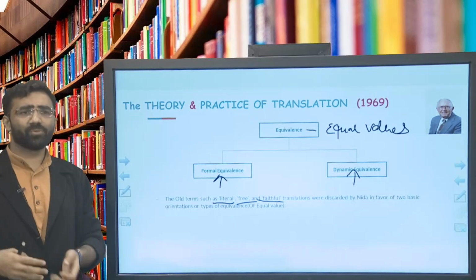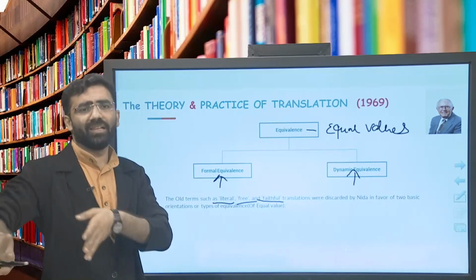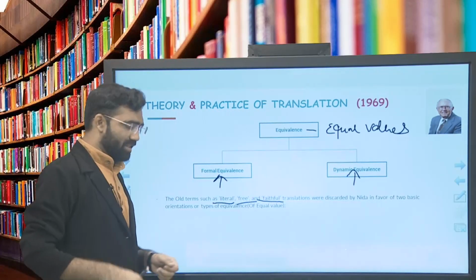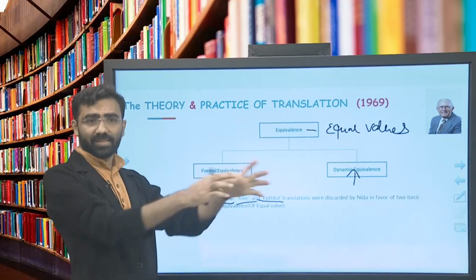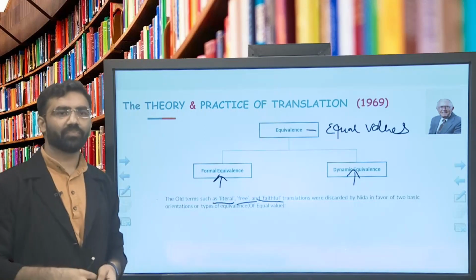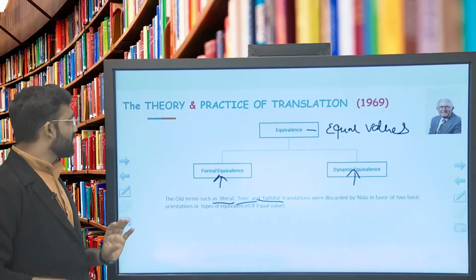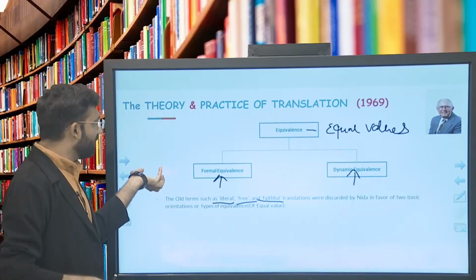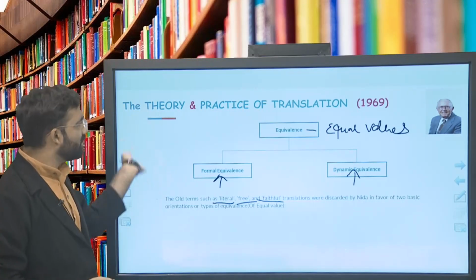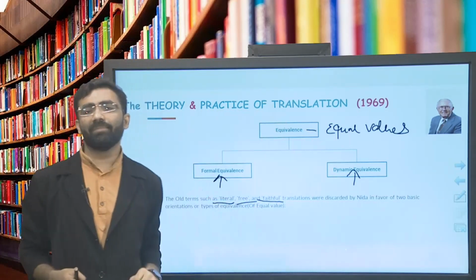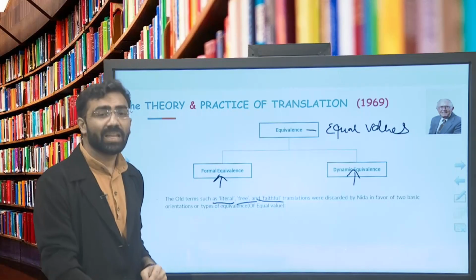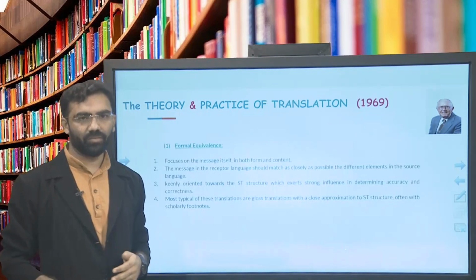First, they used to say this is a free translation, this is a literal translation, this is a faithful translation, this is an unfaithful translation. But he discarded all of them and said that there can be formal equivalence in translation and there can be dynamic equivalence in translation. Let's learn one after the other.